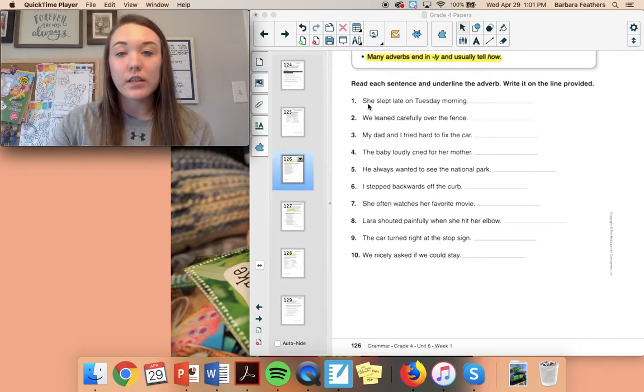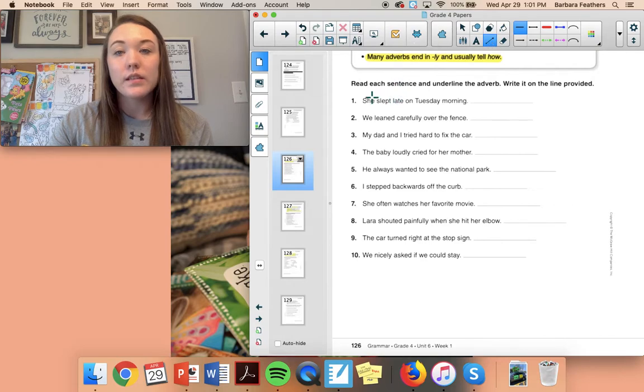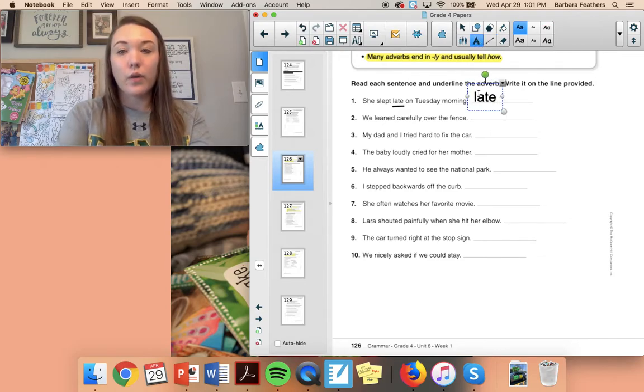Number one says, she slept late on Tuesday morning. In this sentence, slept is my verb, so I need to look before and after the word, and late is my adverb. I underline it and write it on the line.